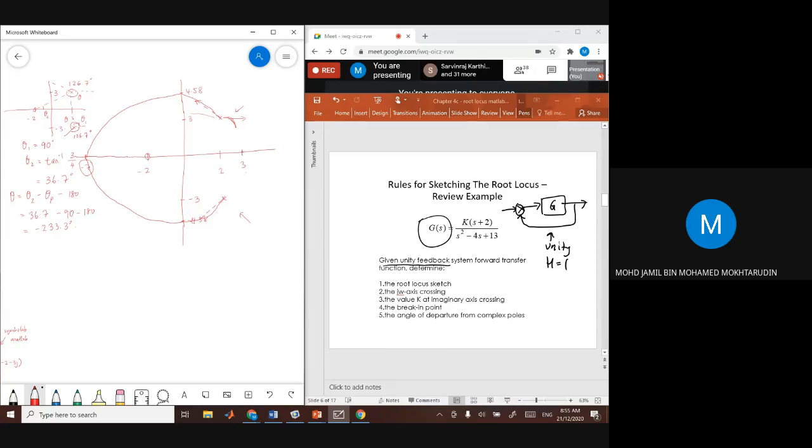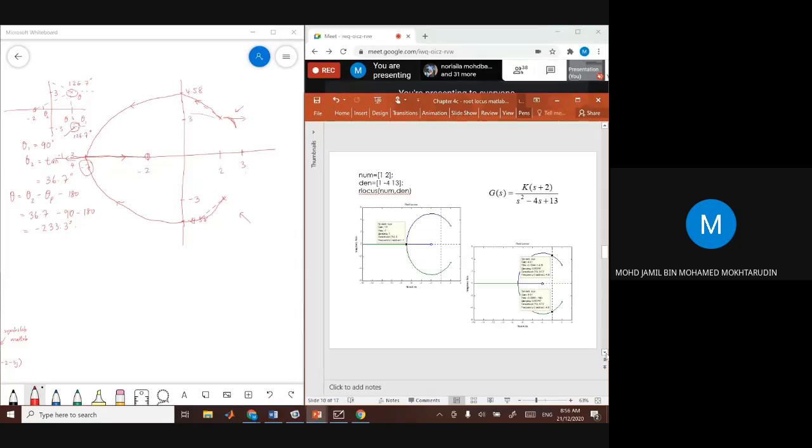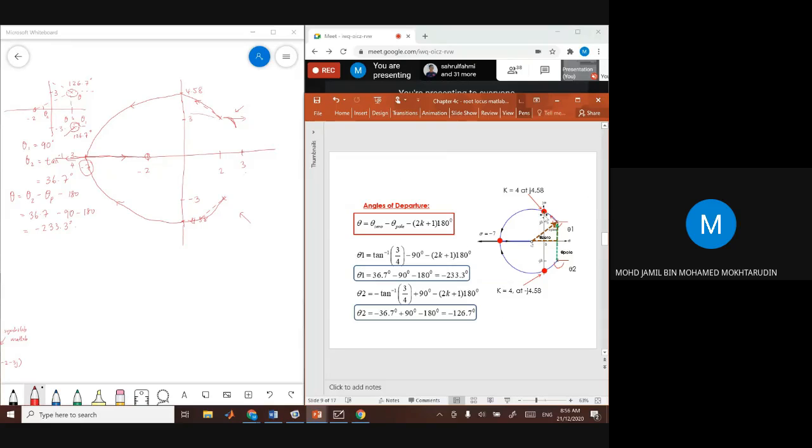So put an arrow direction here. And then one of the branches will go to the 0, -2, and the other will go to infinity. Okay, so there are two branches, and make sure it's symmetrical about the real axis. Okay, so it is something like this, a circle.